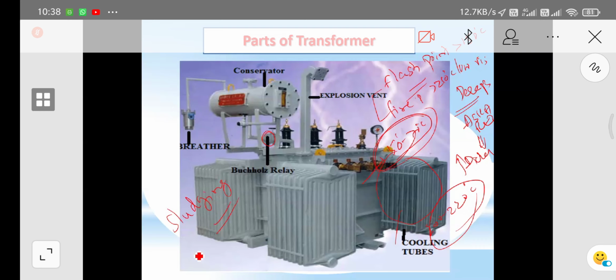So here, because of flash punch and fire punch, the transformer is free from sludge phenomena.